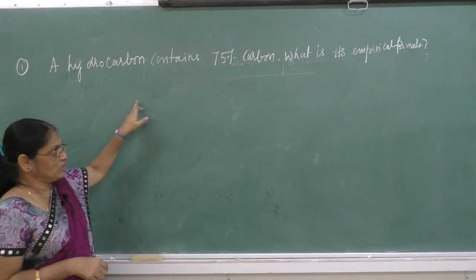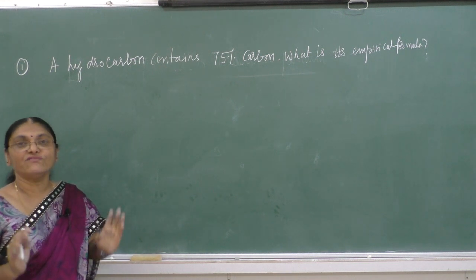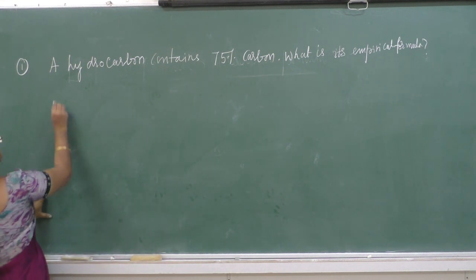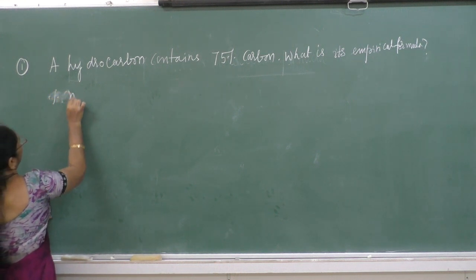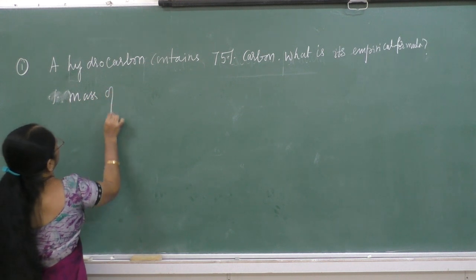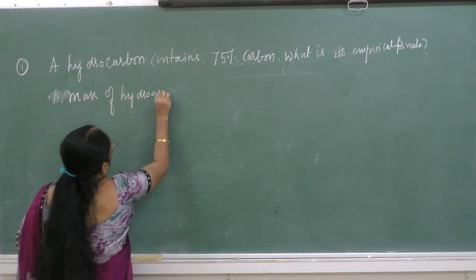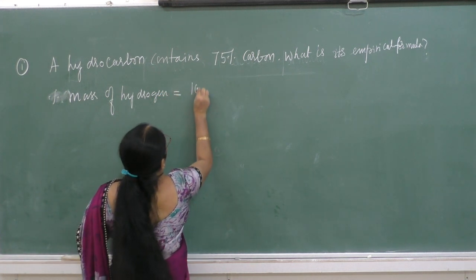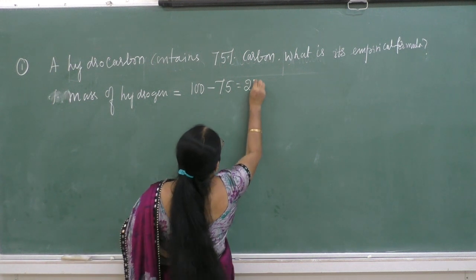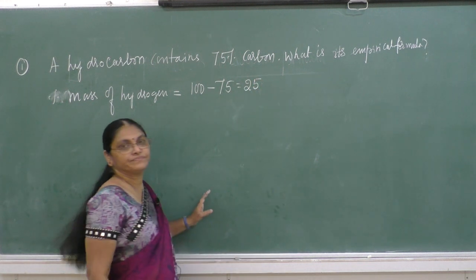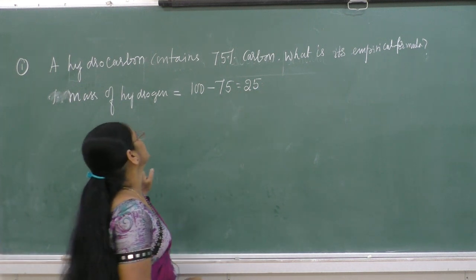We can calculate what is the percentage mass of hydrogen. That is percentage mass of hydrogen. This is equal to 100 minus 75. So this is equal to 25.